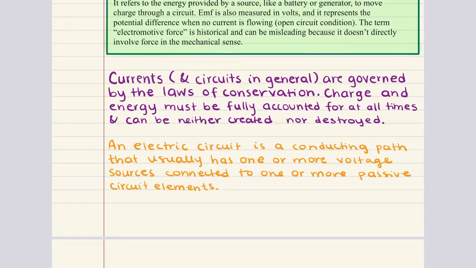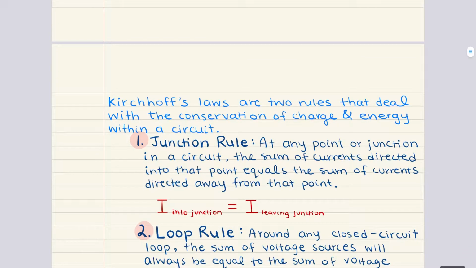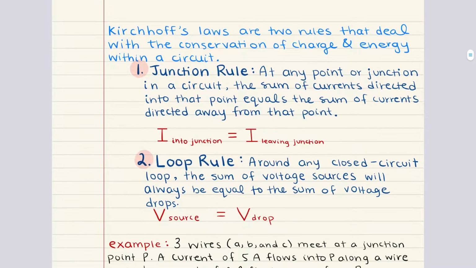To better understand how circuits maintain the conservation of charge and energy, we rely on Kirchhoff's laws, which govern current and voltage behavior in a circuit. These laws ensure that every part of a circuit fits together logically, and they allow us to systematically solve for unknown currents or voltages. We're going to start with talking about the junction rule.